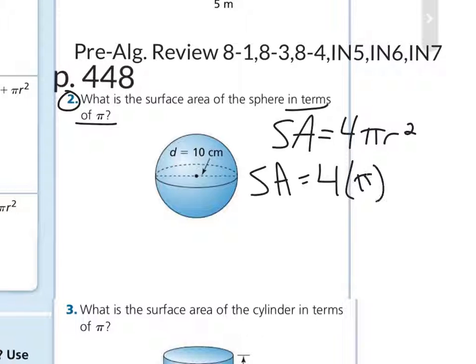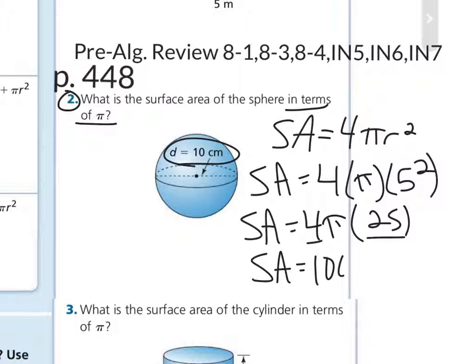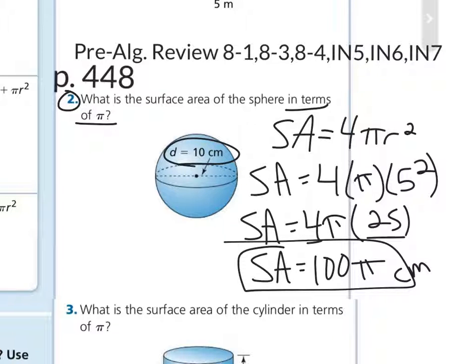So this one in terms of pi, we'll keep the pi there. You can see they gave us the diameter was 10, means the radius is 5. So 5 squared, 5 times 5 is 25. And then we can go ahead and multiply 4 times 25 is 100. So 100 pi square centimeters would be surface area in terms of pi.